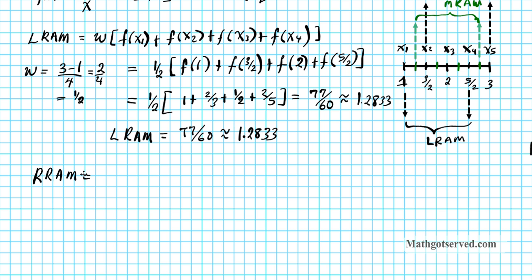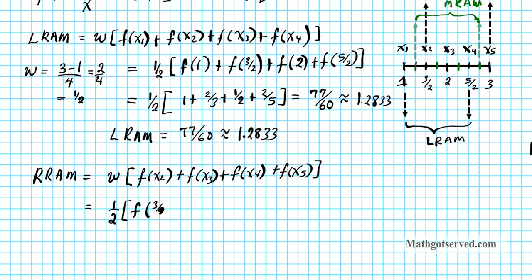All right, next we're going to move on to our right rectangular approximation, RRAM. Let's write down the formula first. It's the width times the function evaluated at all the points to the right of the left endpoint. So we'll have f of x2 plus f of x3 plus f of x4 plus f of x5. Now we already calculated the width as being 1/2. We have equal subintervals of 1/2 in width, times f of x2, which is 3 over 2, plus f of 2, plus f of 5 over 2, and then the last one, f of x5, is f of 3.